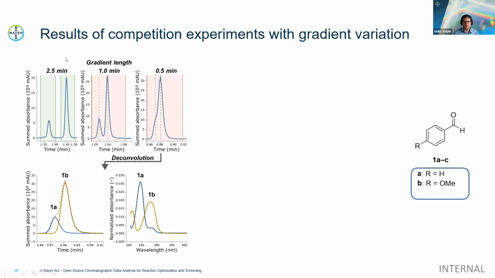As soon as you start reducing the gradient length, you start seeing overlap, which in this case is nearly baseline separated, and in this case, extreme overlap. But the software is still able to correctly assign the maximum level of where the peak would be, and also deconvolute both the retention time of the pure peak as well as the UV spectrum of the single components.